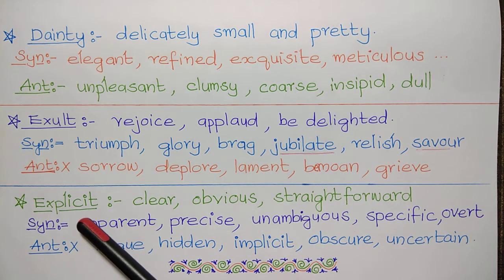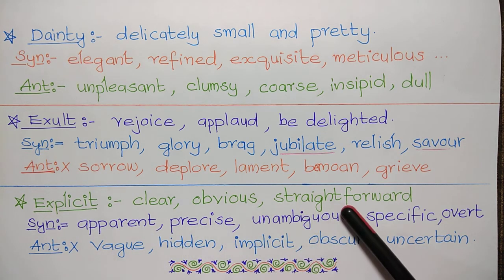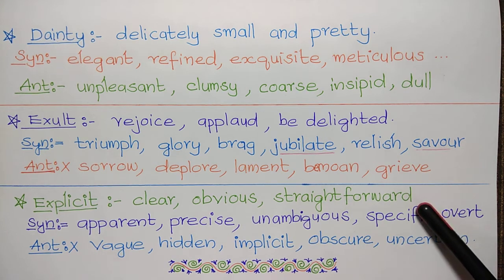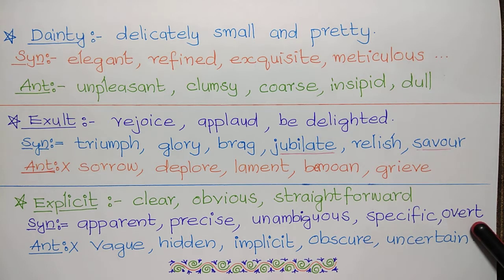The last one is explicit. Explicit means clear, obvious or straightforward. Synonyms are apparent, precise, unambiguous, specific, overt.